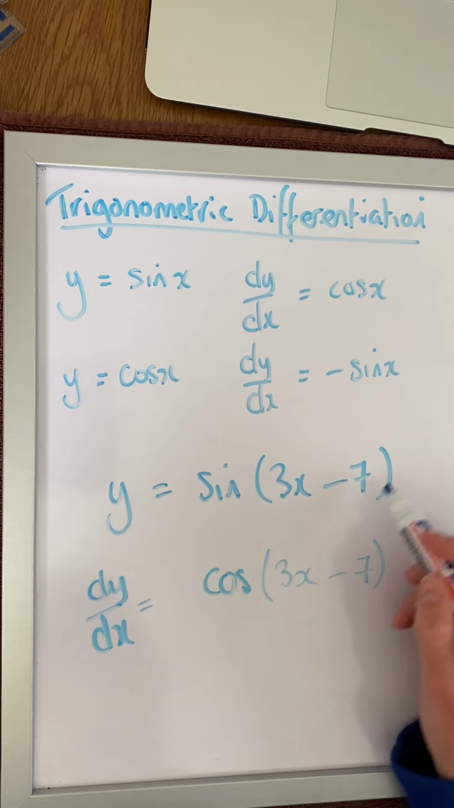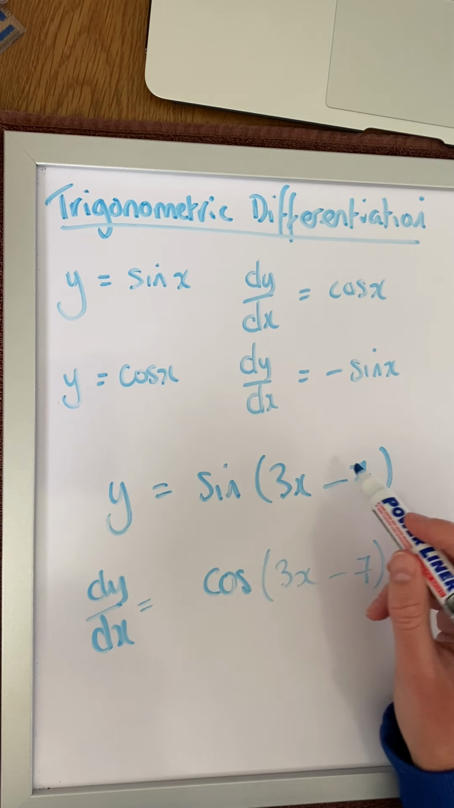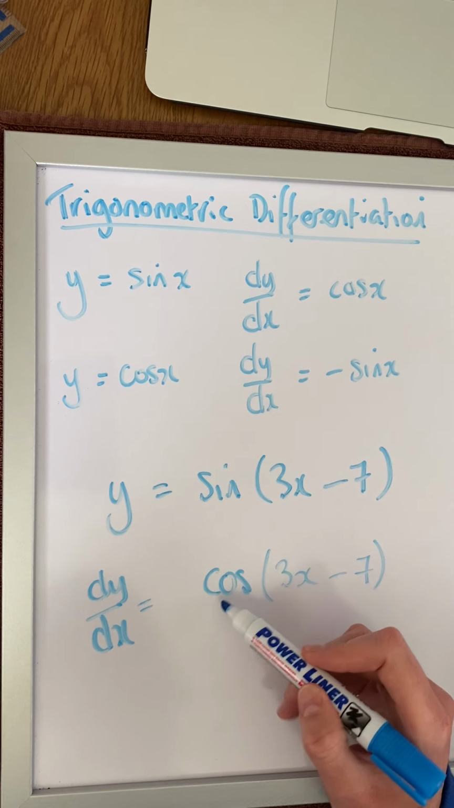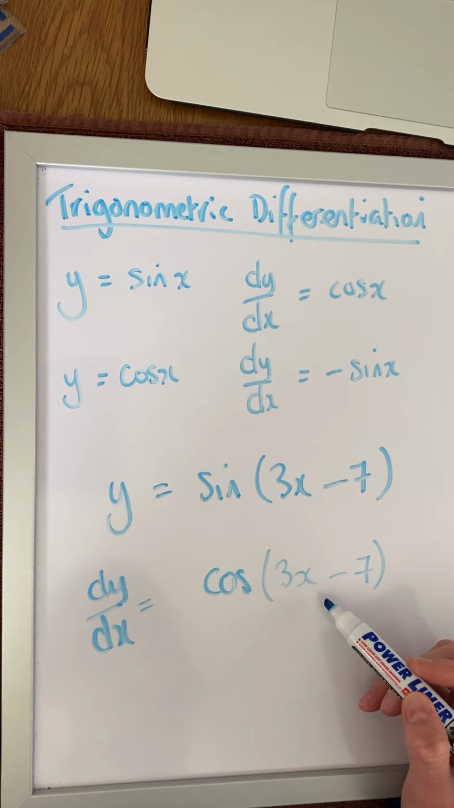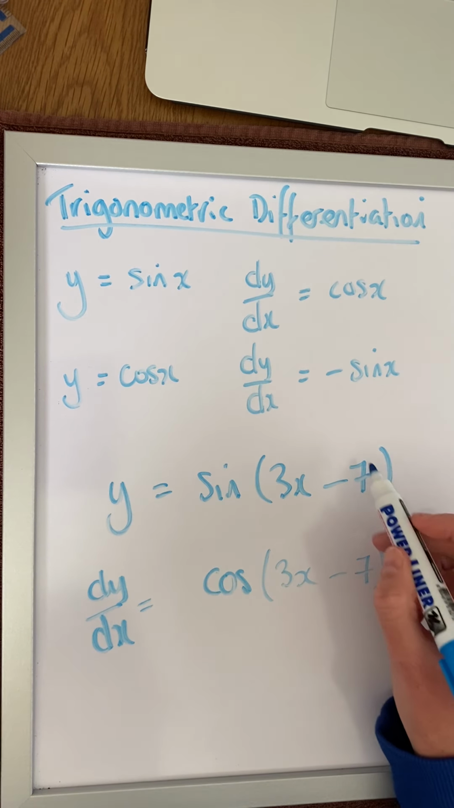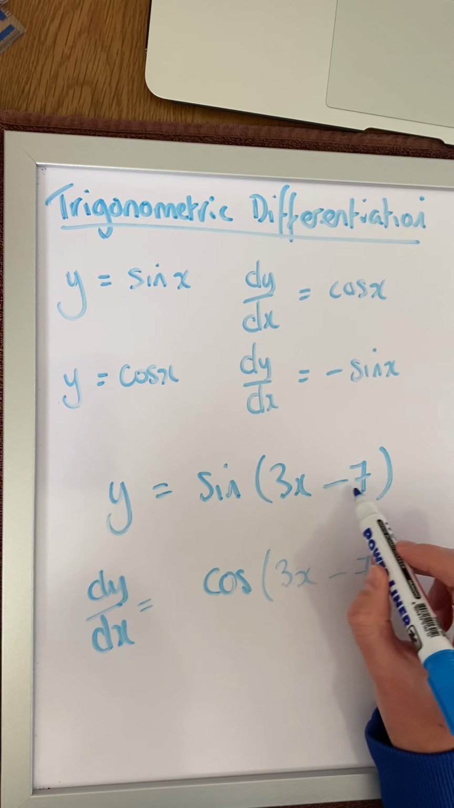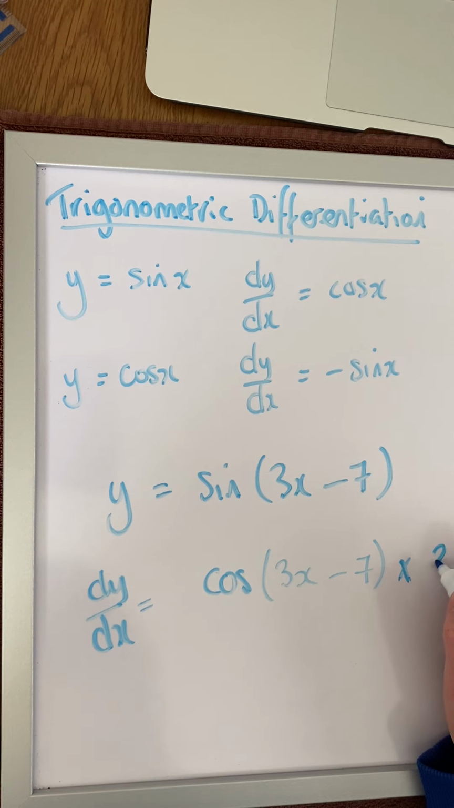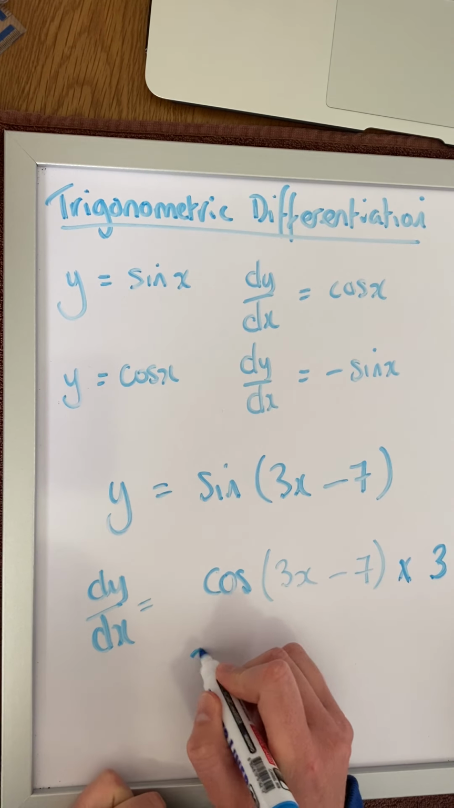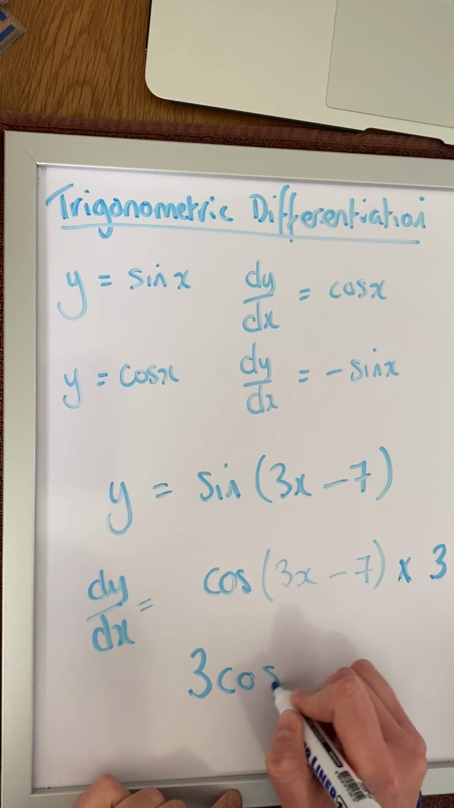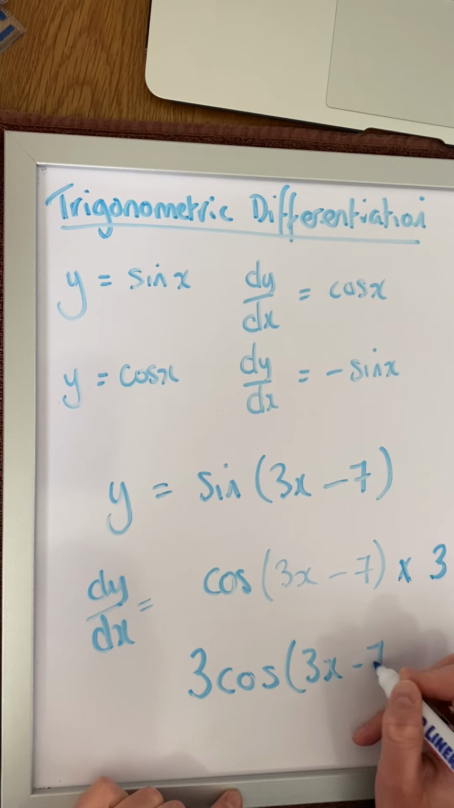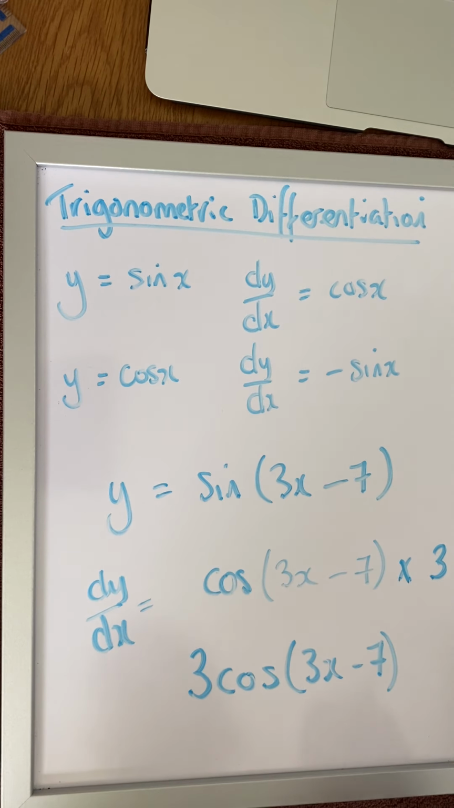So the derivative of a trigonometric function is always going to be: differentiate the trig function, keep the angle the same, and then multiply by the derivative of this bracket here. So this bracket here, 3x minus 7, the derivative of that is 3, and so therefore our full derivative is 3 cos(3x minus 7). And that's our final answer.